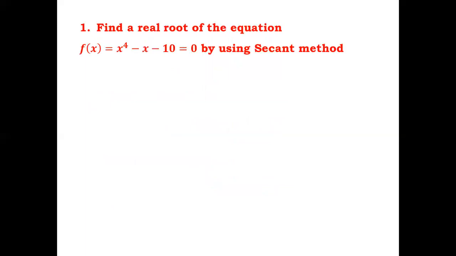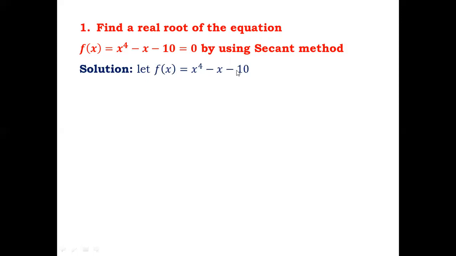So that is the secant method. In this session, we are considering only algebraic equations. Example: find a real root of the equation f of x equals x power 4 minus x minus 10 equals 0 using the secant method. In the solution, let f of x is equal to x power 4 minus x minus 10.